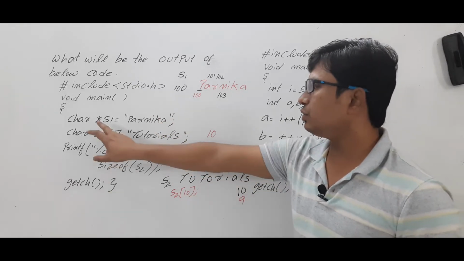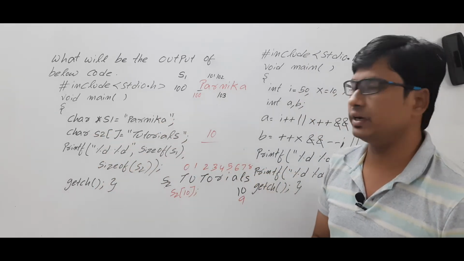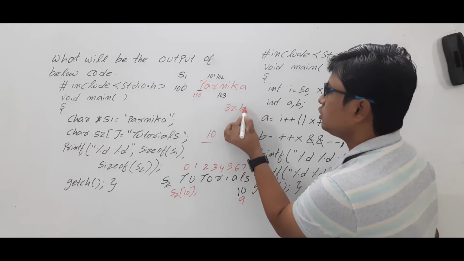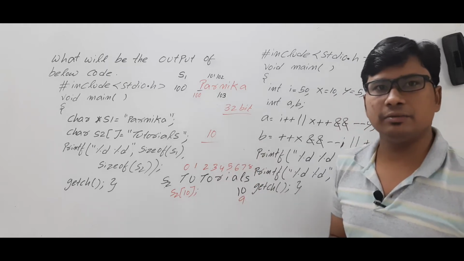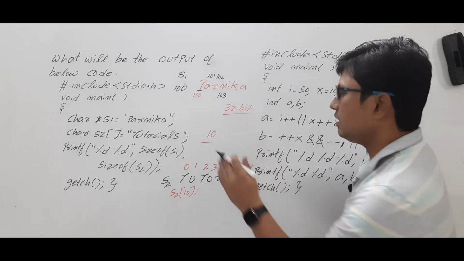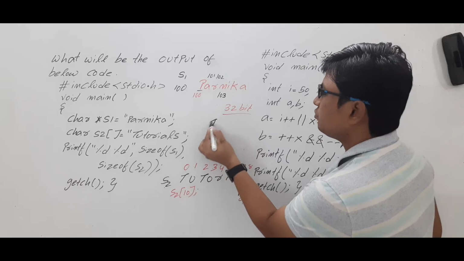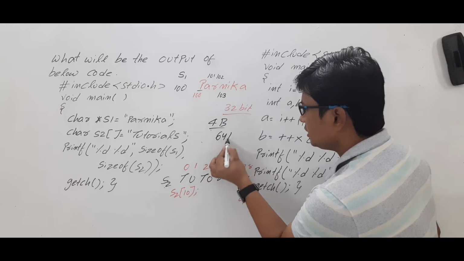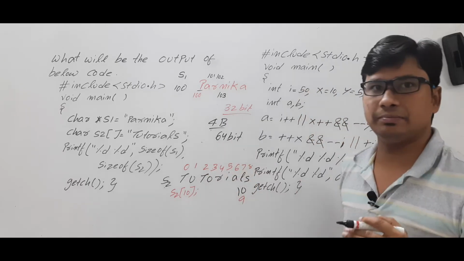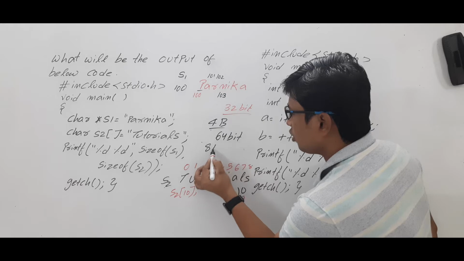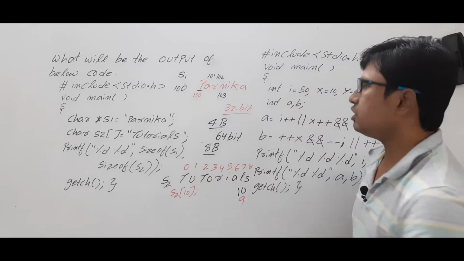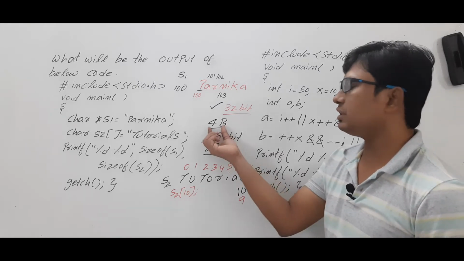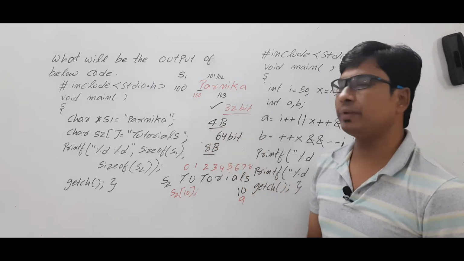Is it clear? Now look at here what they are asking, sizeof S1. Let's assume that we are running this program on a 32-bit machine. If you are running a program on a 32-bit machine, a pointer will occupy 4 bytes of memory. If you are running the same program on a 64-bit machine, the pointer will occupy 8 bytes. Let's assume that you are running this program on a 32-bit machine. Then you know that a pointer will occupy 4 bytes of memory.